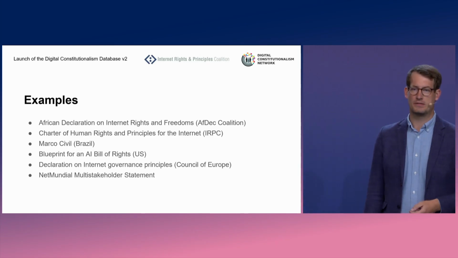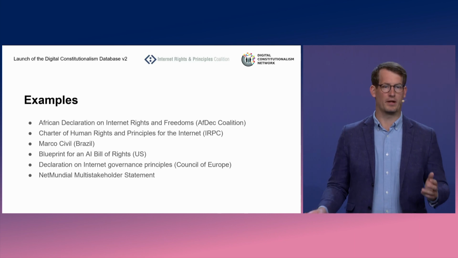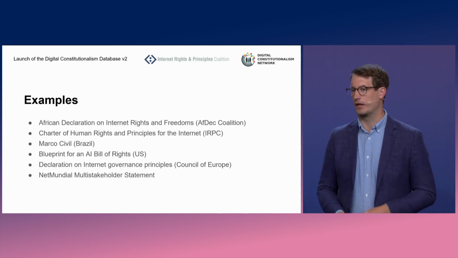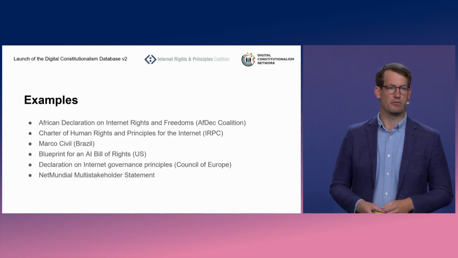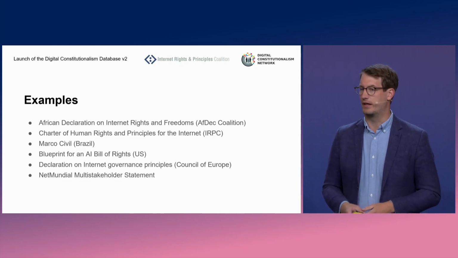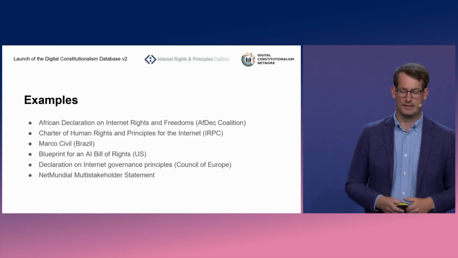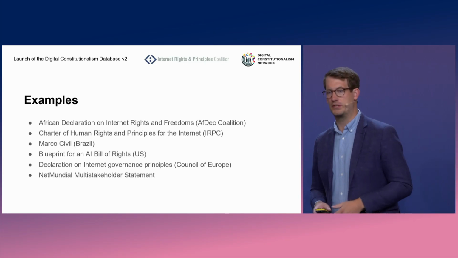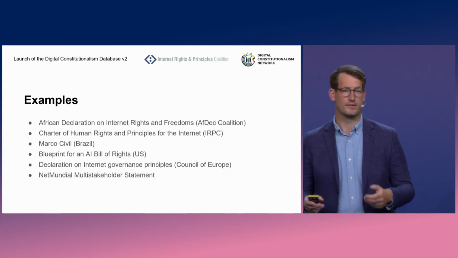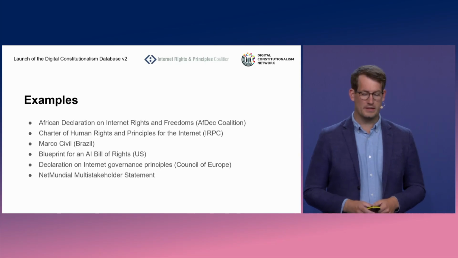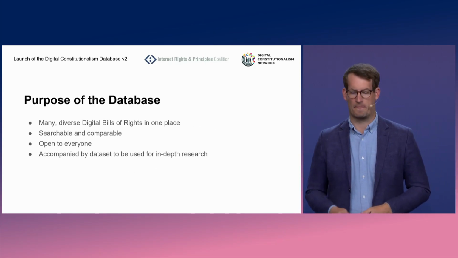Examples of these documents, and you'll see it on the slide, come from all over the place. And as you see in this list, they're quite diverse in terms of their bindingness, for example. The African Declaration on Internet Rights and Freedoms is an example of a civil society-led initiative. Marco Civil in Brazil, many of you will know that, is a document that entails a comprehensive list of rights and principles for the internet, and there are many more. Many of those also today focus on AI.